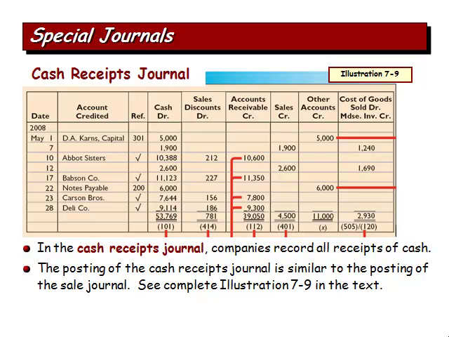Here is an illustration of the cash receipts journal. In the cash receipts journal, companies record all receipts of cash. The posting of a cash receipts journal is similar to the posting of sales. You post individually: your D.A. Carnes 301 gets posted individually, and accounts receivable items, as in Abbott Sisters, get posted. A little check mark here means that we posted it to the subsidiary ledger.